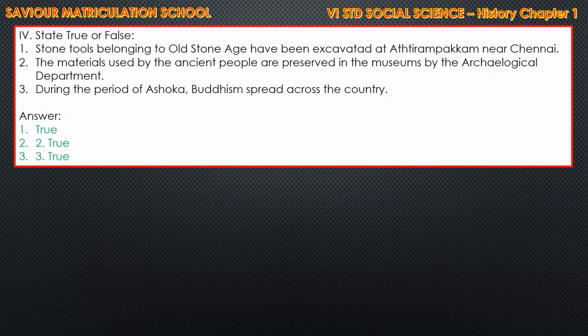Now, next, we'll pass on to true or false. First one, stone tools belonging to the Old Stone Age have been excavated at Adirampakkam near Chennai. It's true. Second one, the materials used by the ancient people are preserved in the museums by the archaeological department. Second one is also true.